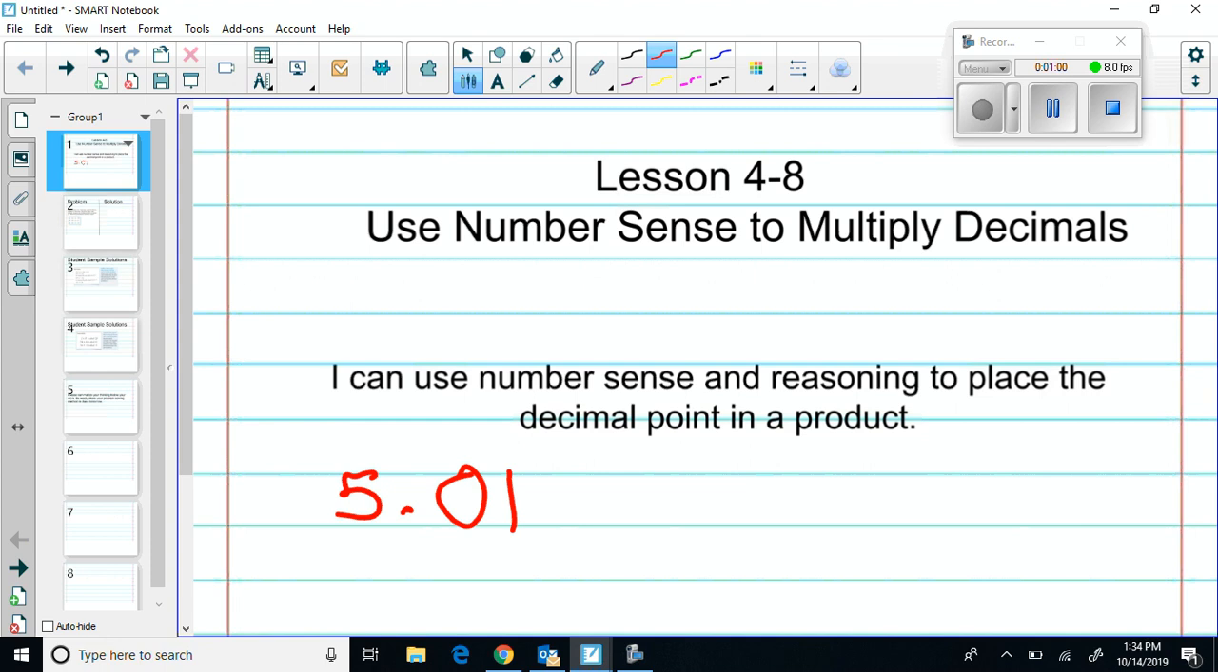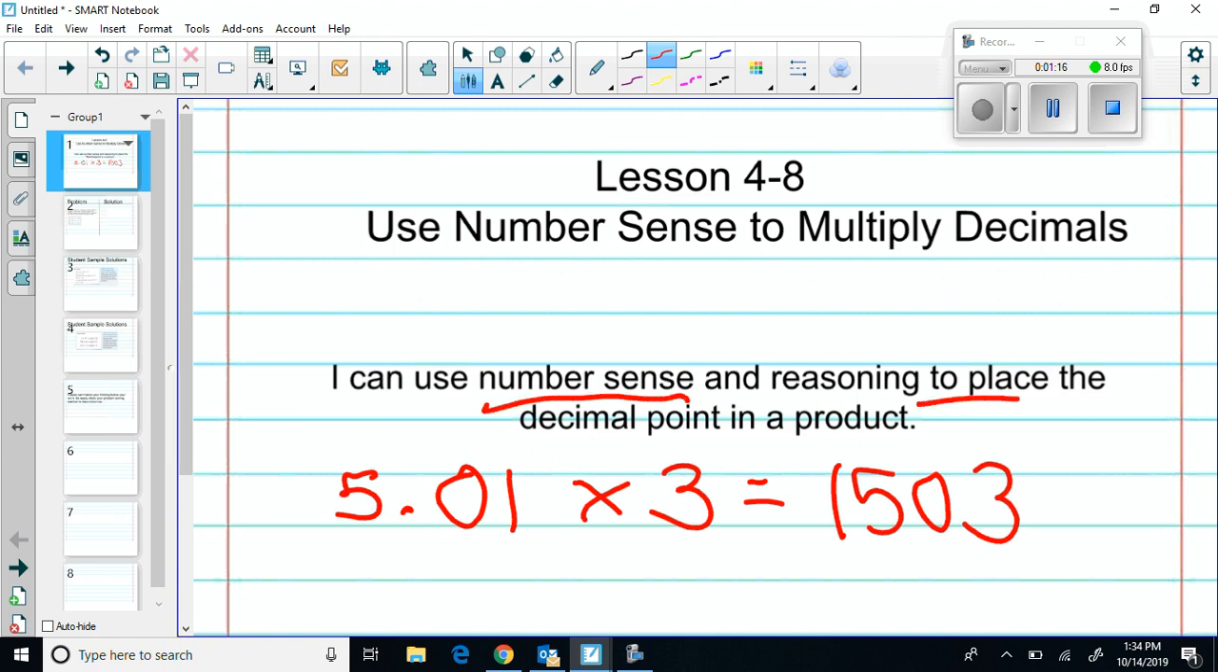So if we have 5 and 100ths, and you're going to take it times 3, your book may give you this as your answer, 1,503. But if you've noticed from your I can statement, you need to use number sense to place the decimal point in the product. So you're going to be estimating both of these. 5 and 100ths is close to 5, times 3 wholes, and you get an answer that is 15.